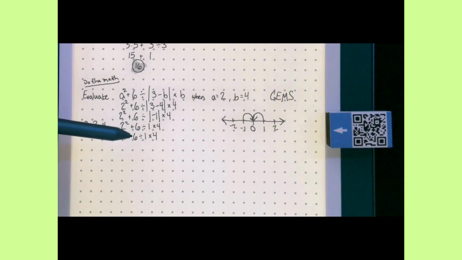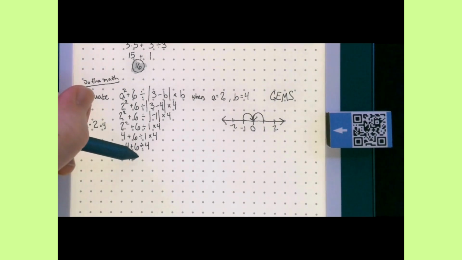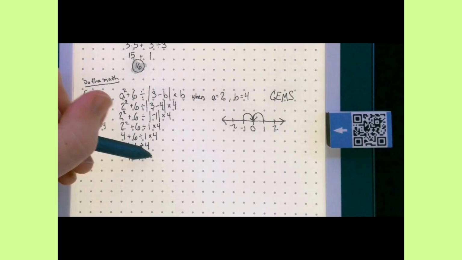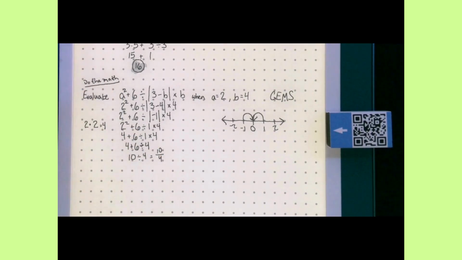So if I did it wrong and went, oh, well, I want to do 1 times 4 first, then that gives me 4. So then I have 4 plus 6 divided by 4. And maybe I went ahead and just did 10, 4 plus 6 divided by 4. That gives me 10 over 4 as my final answer. Not quite. That is not quite our right answer. So let's go back and make sure we do things from left to right.